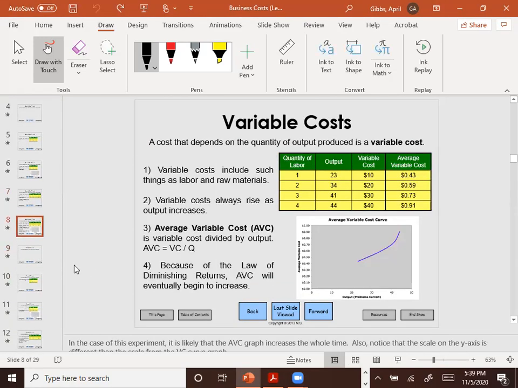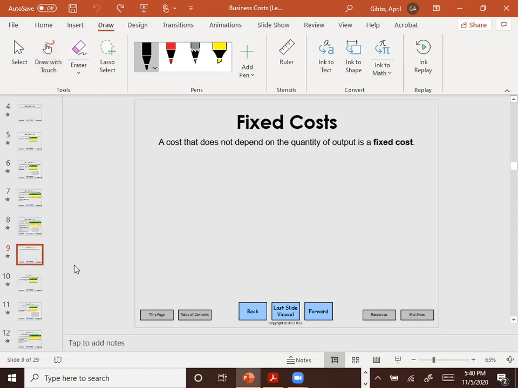Because of the law of diminishing returns, the average variable cost will eventually begin to increase. So because of the law of diminishing returns, the more product that you make, the more cost you're going to have, because it just makes sense. The more cakes you bake, the more eggs you're going to need, the more cake mixes, the more flour, the more sugar. You're just going to need more products that go into that final product.